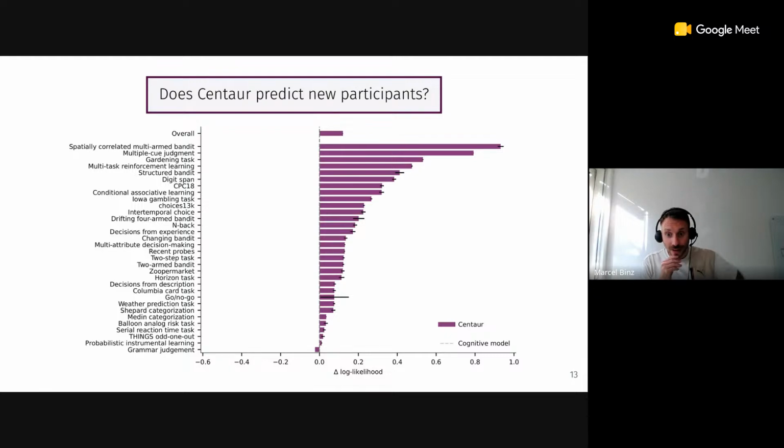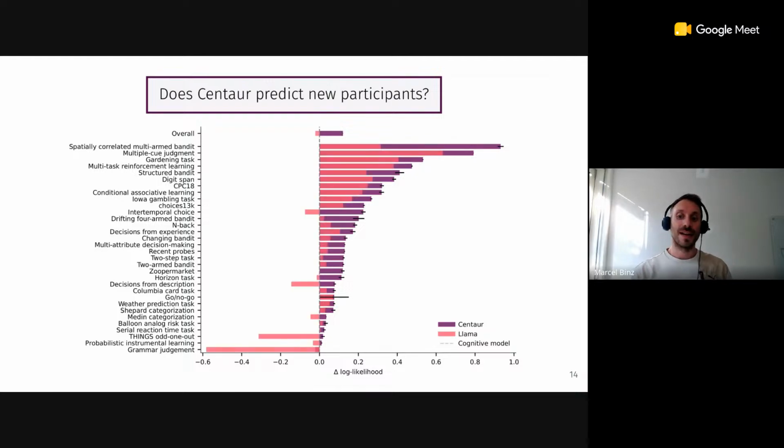And we found that Centaur was in fact better at predicting human behavior than the domain-specific cognitive models in pretty much all of the experiments that we investigated. And I think that's quite exciting, right? It means we have access to a computational system here that within a unified architecture predicts human behavior really well, and it does so even better than the leading theories that you find in the literature.